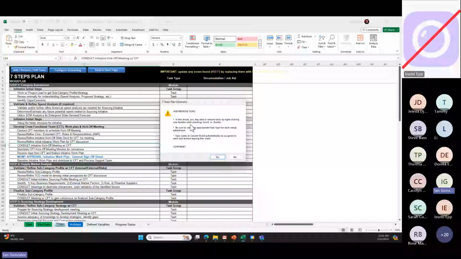Be sure to select the appropriate task type for each newly added task. So you see column D, task type. You have to say if it is a task, a task group, or if you are creating a brand new module.